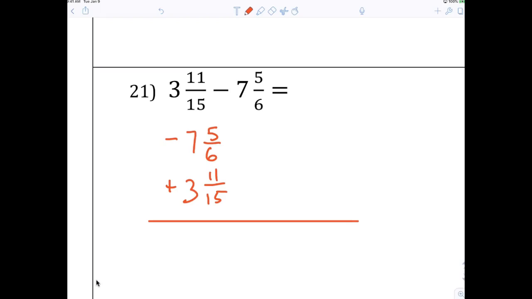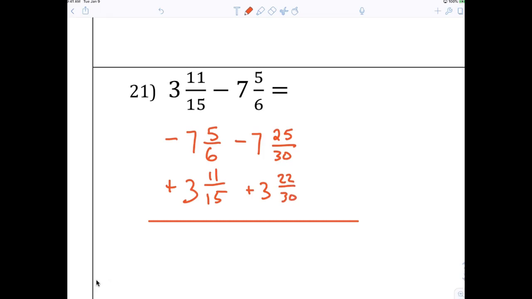Common denominator is 30. Now you guys got to speak up. I don't want you writing 30 if you don't know it's 30. Does everybody understand me? Tell me if you're not seeing how we're getting this so fast. 30 is the common denominator. So this is going to be negative 7 and 25 over 30 plus 3 and 22 over 30.